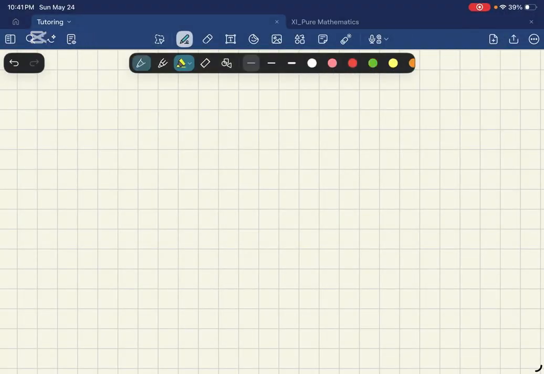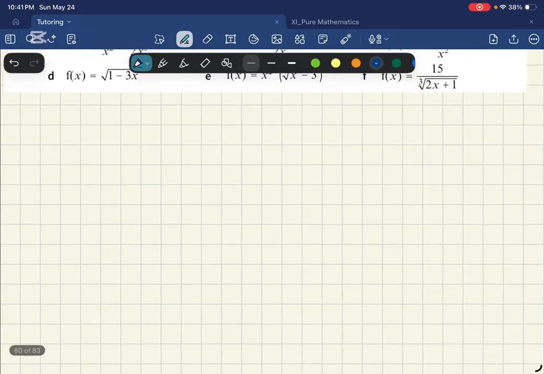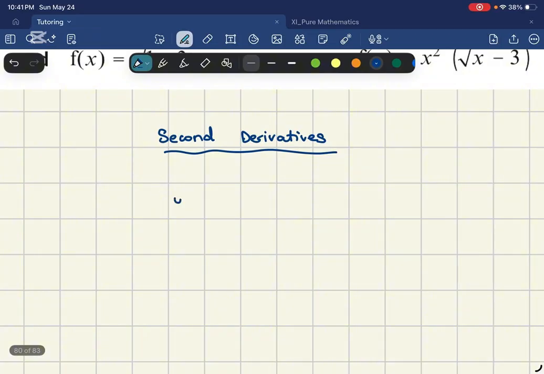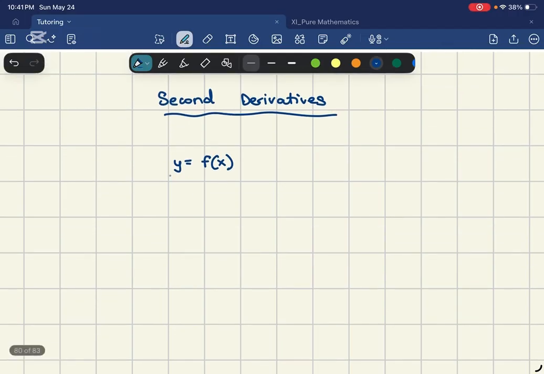In this video, we're going to go over second derivatives. So what are second derivatives? Well, we considered, let's say y is equal to f of x, right? Y is some function defined with respect to x. And we were looking at dy by dx. So when we differentiate y with respect to x, we call this f dash of x, right? This was the first derivative.